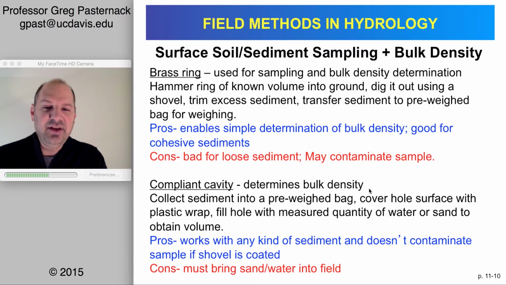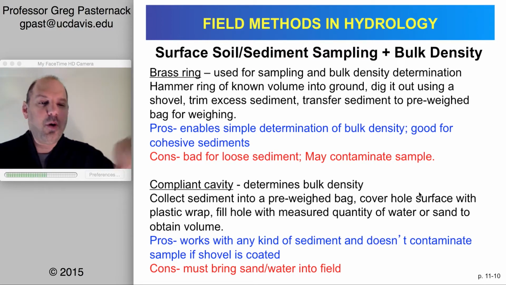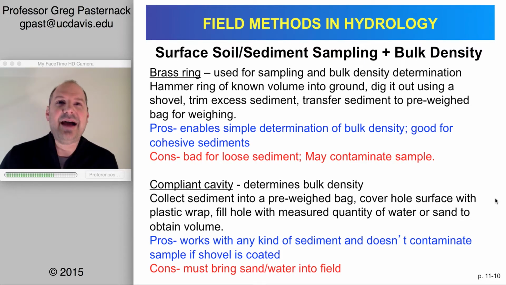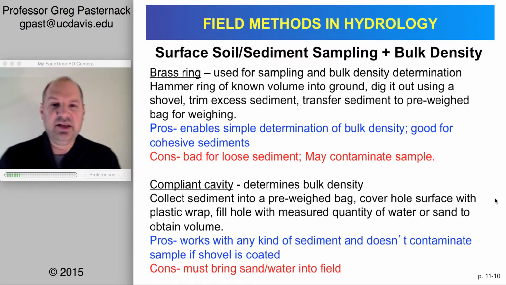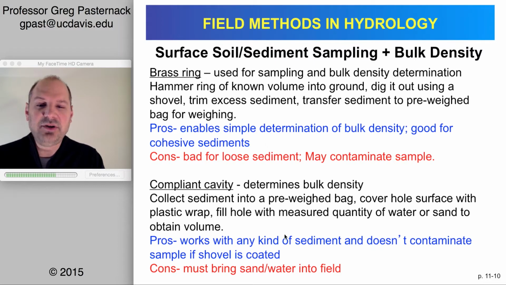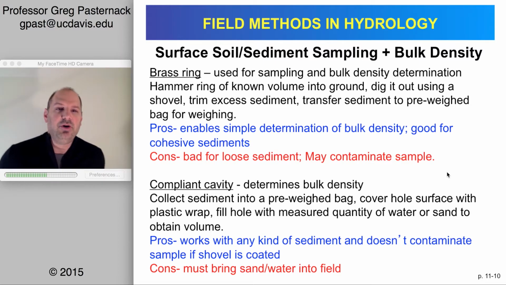The compliant cavity is an alternative approach. Dig it out with a hand shovel or something, and then you can put saran wrap into the hole, pour water over that, and see the volume that you pour in. The mass of the material you extract divided by the volume of that material gives you a bulk density. So these two are both sampling methods, but I'm just putting them here also in the context of measuring bulk density. And we'll come back to the bulk density as a parameter primarily when we talk about vadose zone hydrology and its methods.